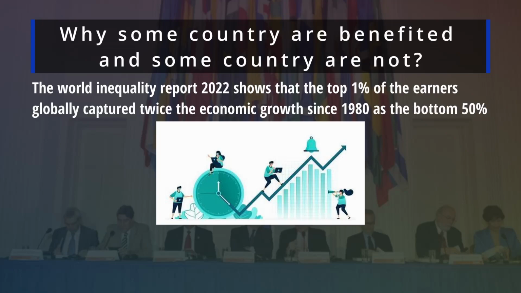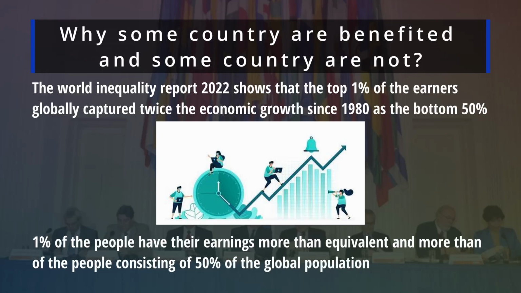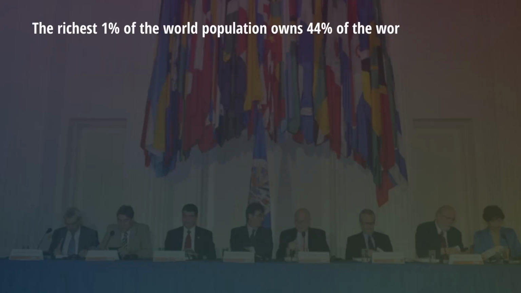And this is visible through the World Inequality Report 2022, which shows that the top 1% of the earners globally have captured twice as much of the economic growth since 1980 as the bottom 50%. So this is a wide gap, where 1% of the people have earnings equivalent to and more than those of 50% of the global population. So the situation is not good.